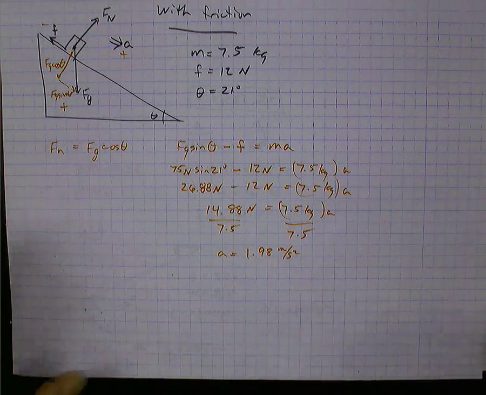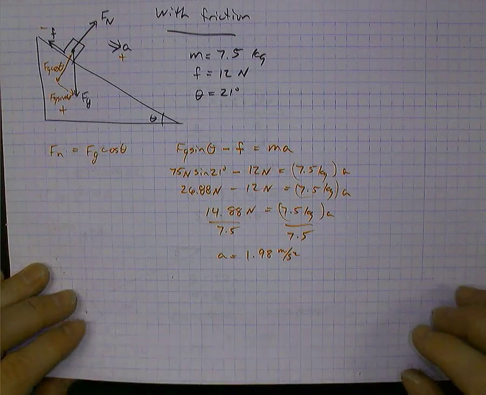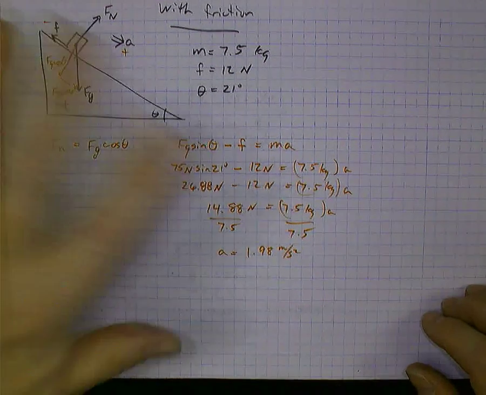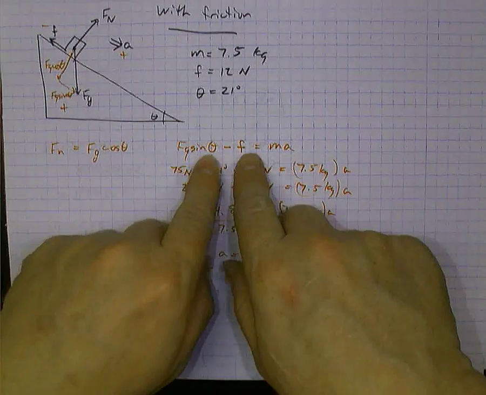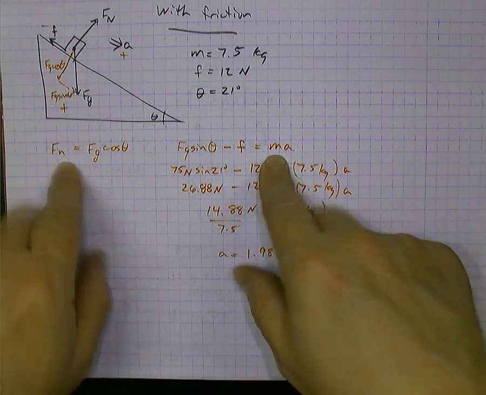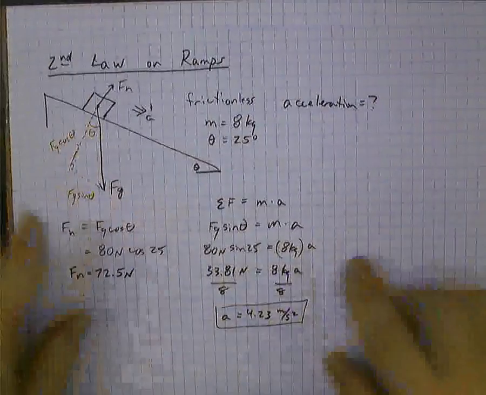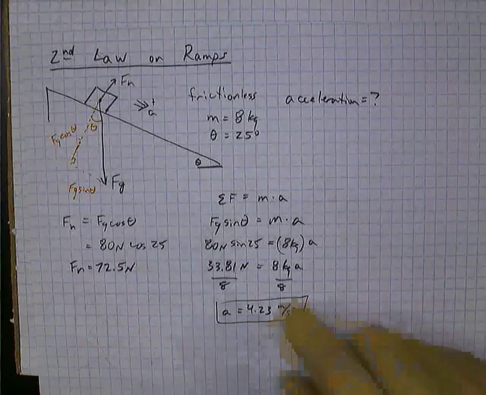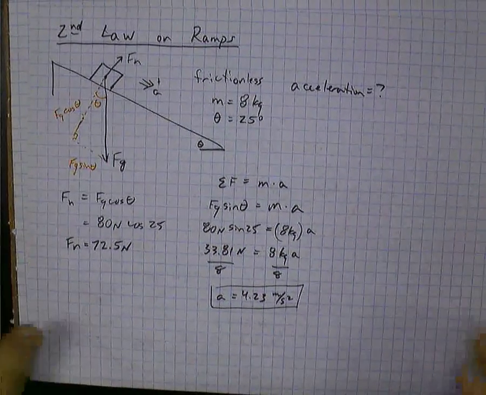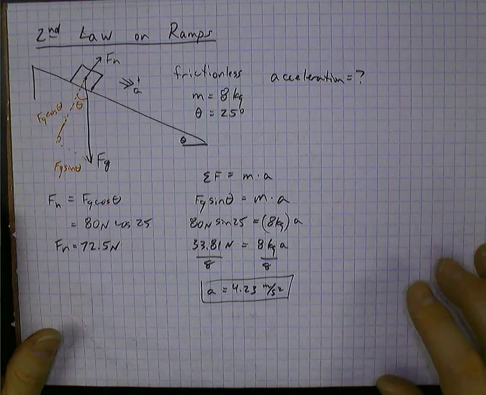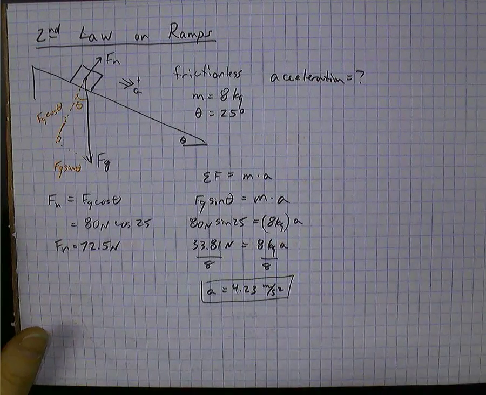Very similar sorts of problems to other problems that we've already worked. It doesn't really matter which way you turn the hill. The equations come out looking very similar to these with friction, and very similar to these without friction. And that's how you solve Newton's second law problems where the object is placed on a ramp.